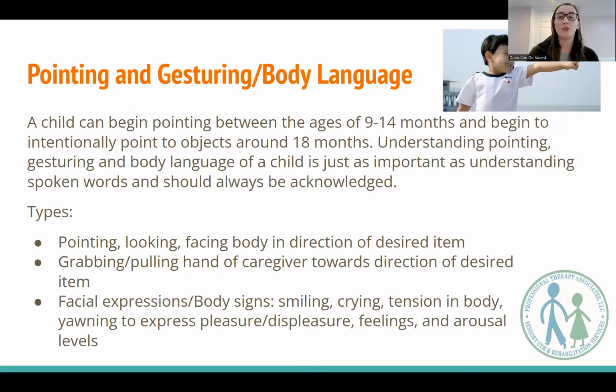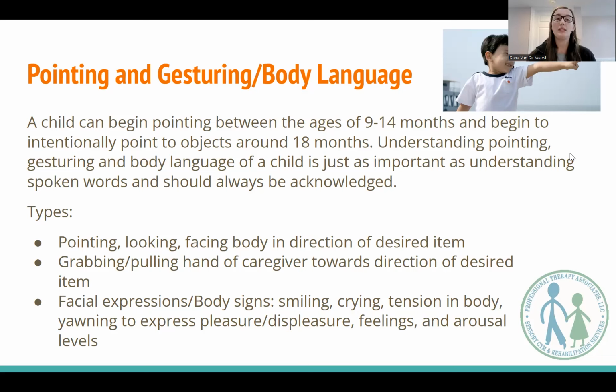Okay. So pointing, gesturing, and body language. This is, again, super important because this starts at a very young age, especially body language. A child will initially begin to point between the ages of 9 and 14 months, and they will begin to intentionally point around the age of 18 months to those objects that they prefer, or that they want, or that they need, or point to mommy and daddy, or siblings, or aunts, or uncles, grandmas, whoever they want at that time, or whatever they need at that time. They begin to intentionally do that around 18 months.